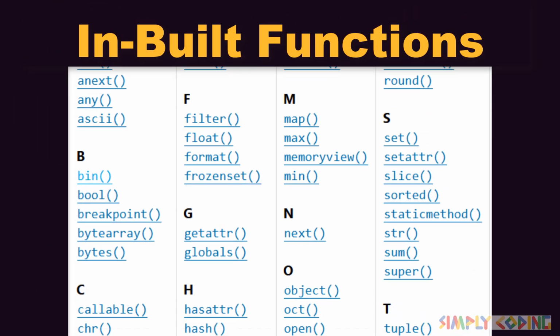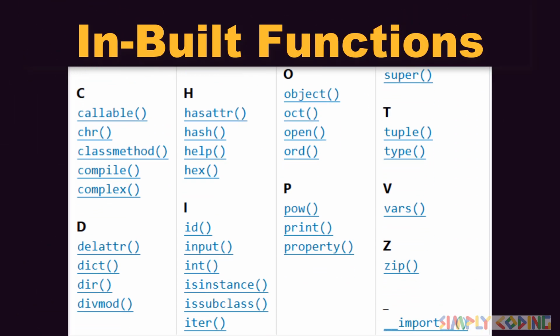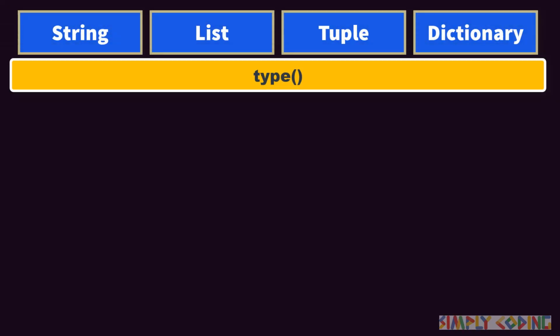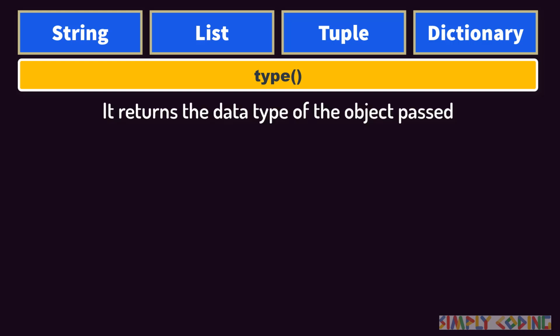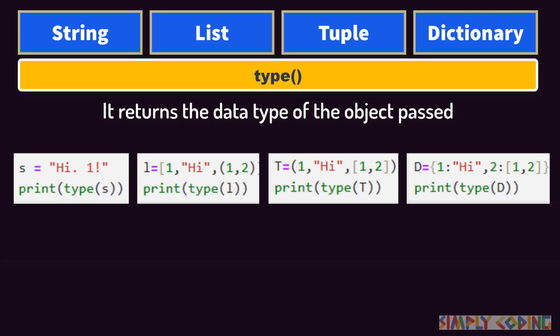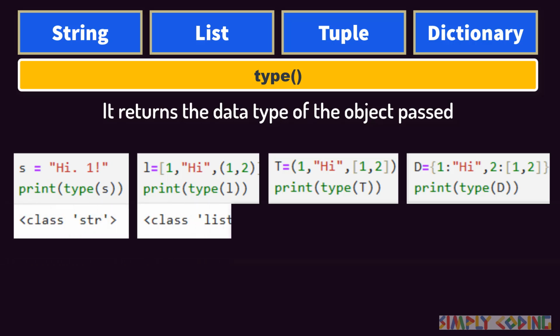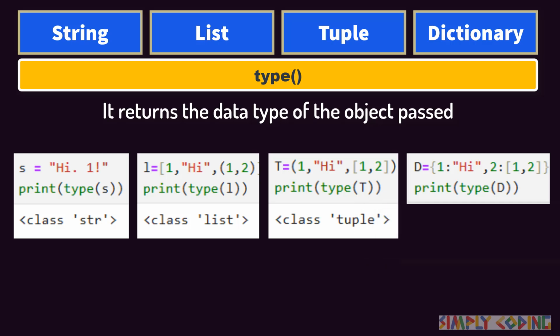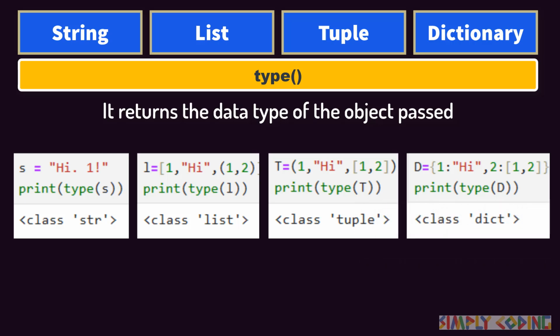There are many inbuilt functions, and we have already covered conversion functions like int, float, str, list, tuple in previous videos. First, we will start with the type function. It returns the data type of the object passed. If we declare a variable of each of these and run the type function, then for the string it returns class str, class list for list, class tuple for tuple, and class dict for dictionary.